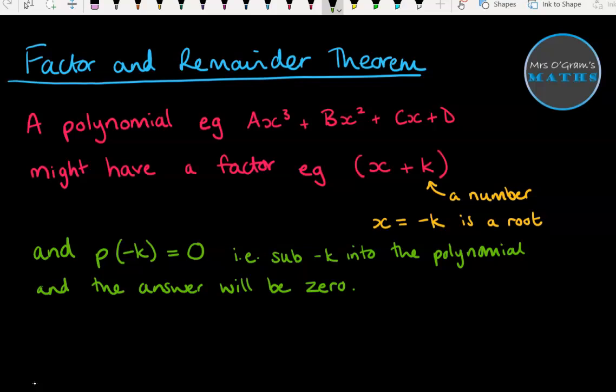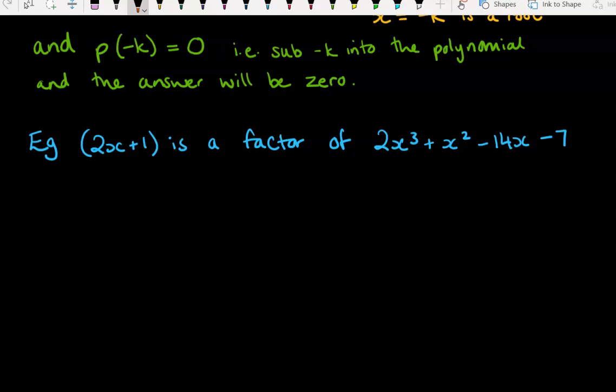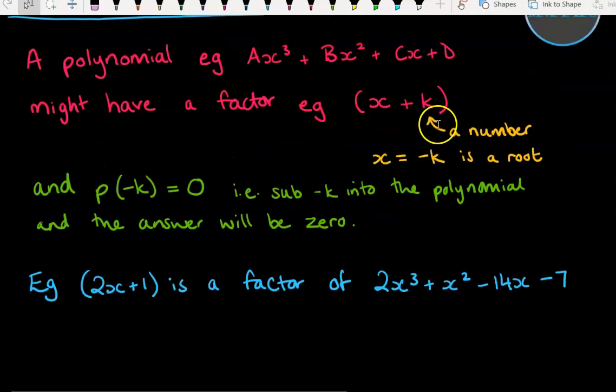Now this has all been quite abstract so far. I've just given this to you in terms of a general idea of numbers that could go into this place, but this is probably easier to understand with an example. So let's take a look at one. Okay, so we're told that 2x plus 1 is a factor of this polynomial here, 2x cubed plus x squared minus 14x minus 7. So what does that mean for the factor theorem we were just looking at?